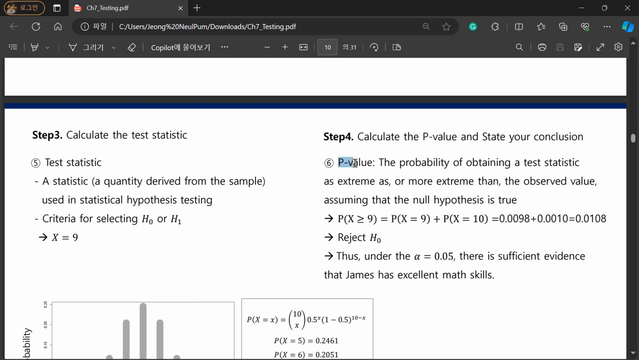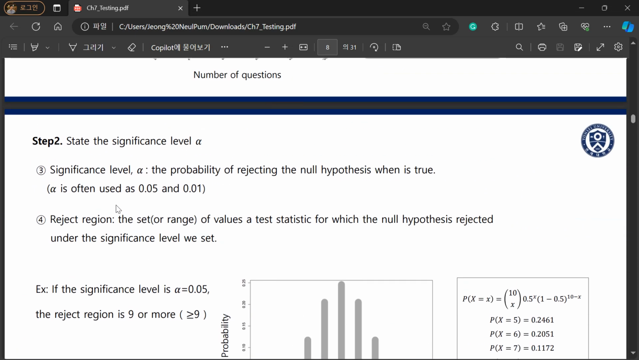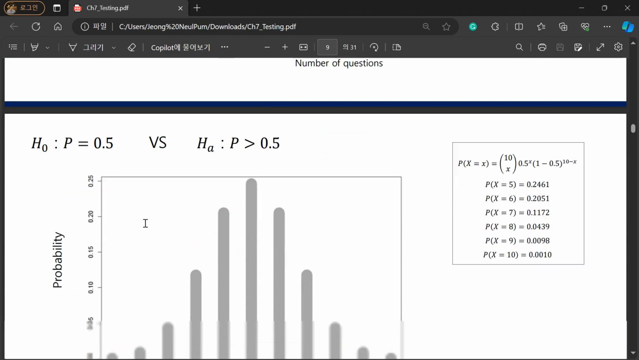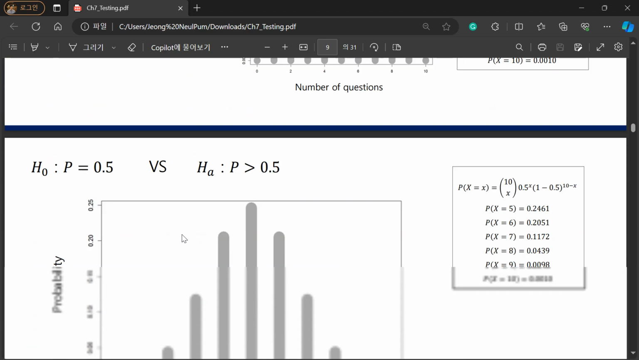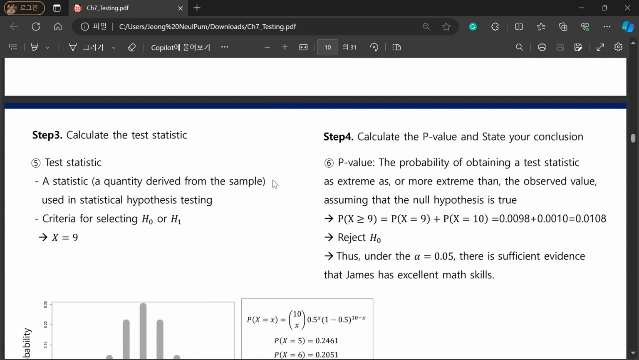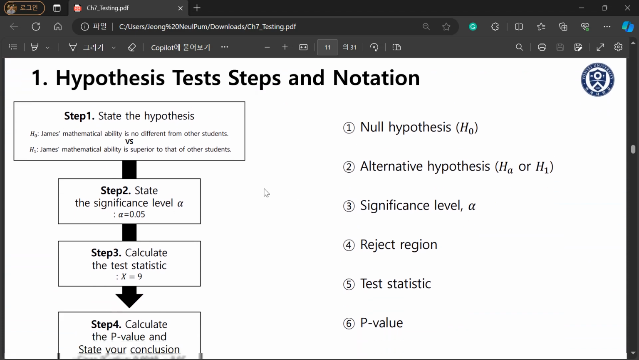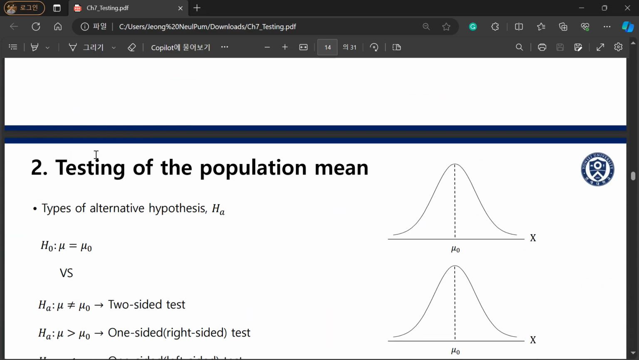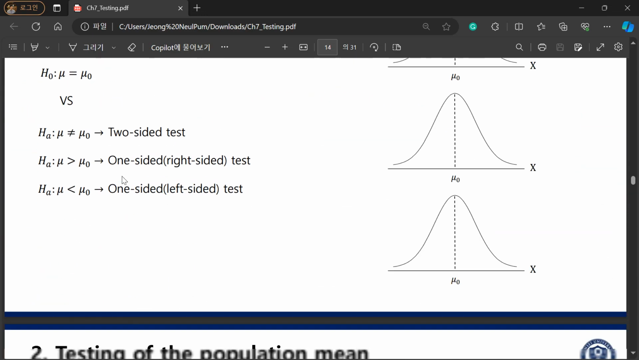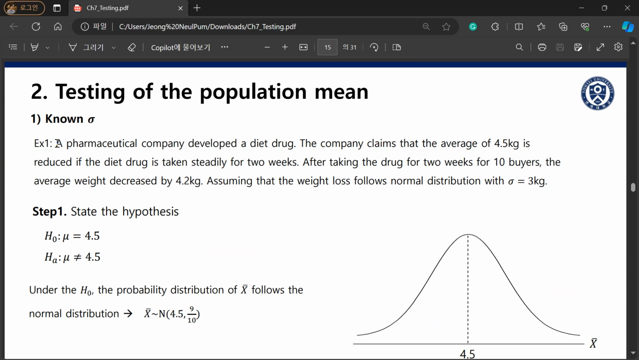If the p-value is less than or equal to our significance level, which also means that the test statistic is in our reject region, it means that we can reject the null hypothesis, and we are able to go to the alternative hypothesis. This is what a hypothesis test is, the whole procedure of hypothesis testing. So let's go to the example. I prepared the R code, starting with example number 1.